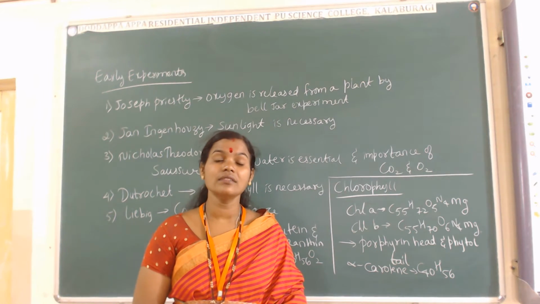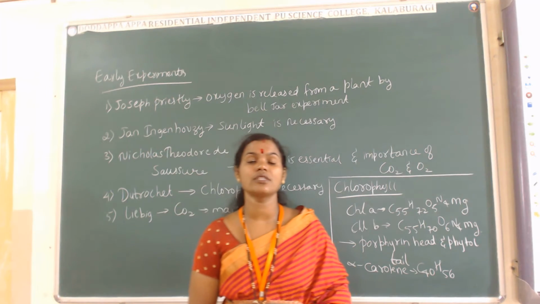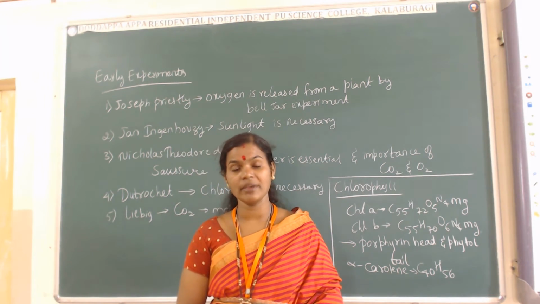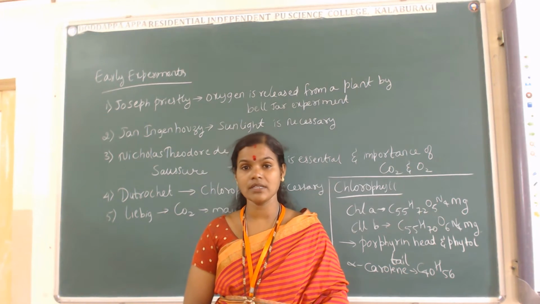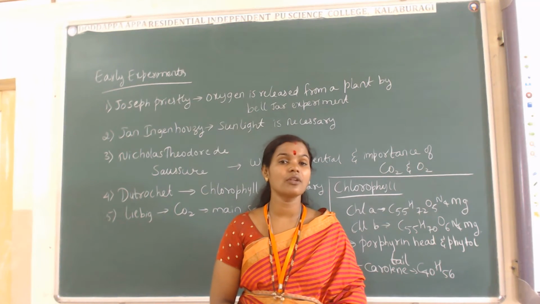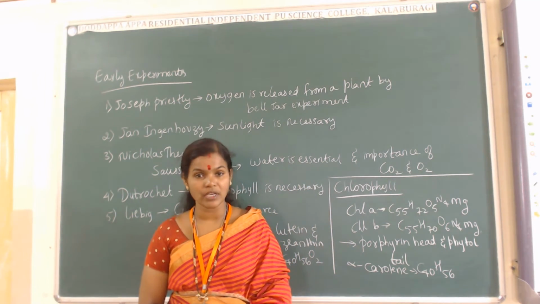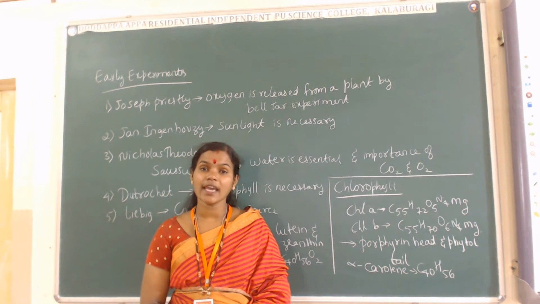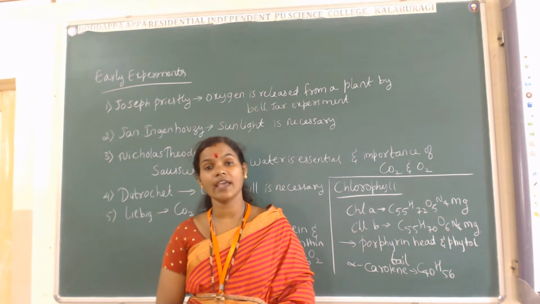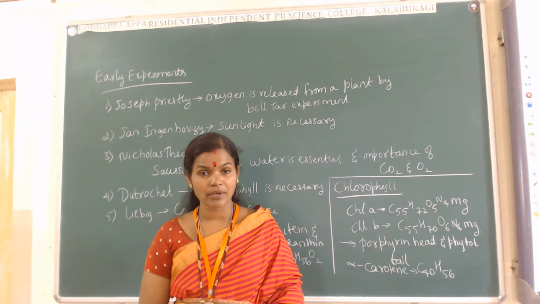And there are 5 types of chlorophyll pigments we are going to see. Already in the previous class I have told you about the chlorophyll pigment. So chlorophyll pigments are of 5 types: chlorophyll A, chlorophyll B, chlorophyll C, chlorophyll D and chlorophyll E. So chlorophyll A is called as what? Universal pigment. Chlorophyll A is called as universal pigment.